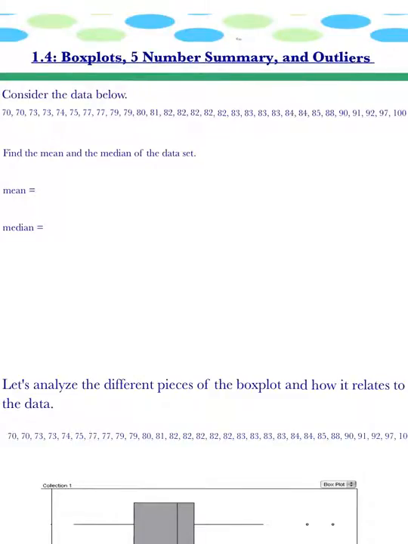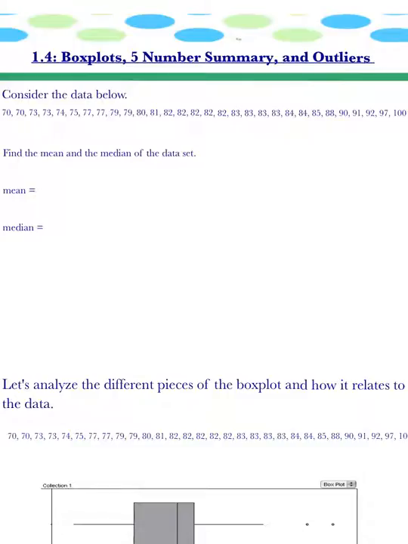Hi, so we're still in unit 1, univariate data, and now we're in section 4 on Boxplots, 5-number summaries, and outliers. So what I want to do is consider this data below, which I've given you in ascending order. You can see the lowest number is 70 and the highest number is 100. I want to find the mean and the median of this data.